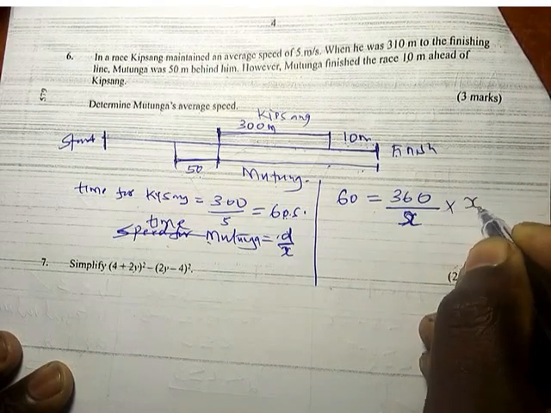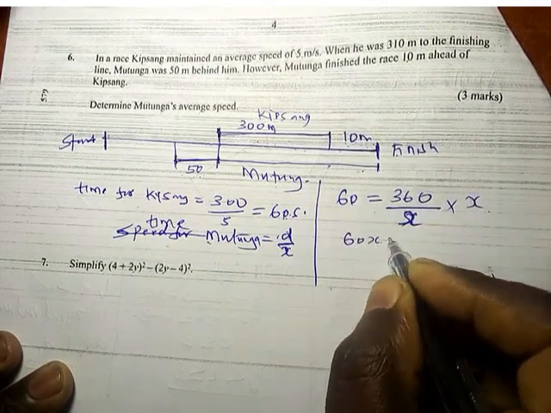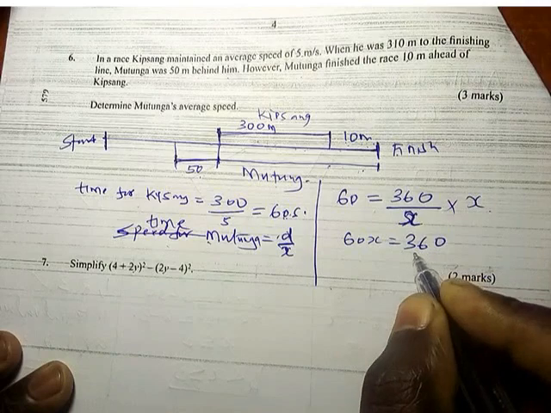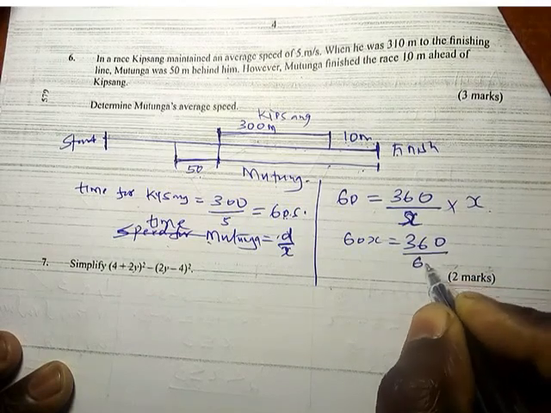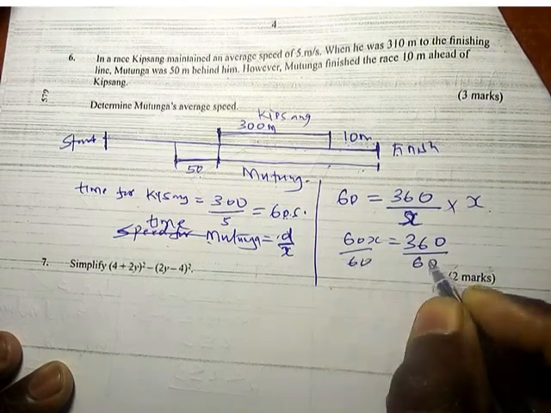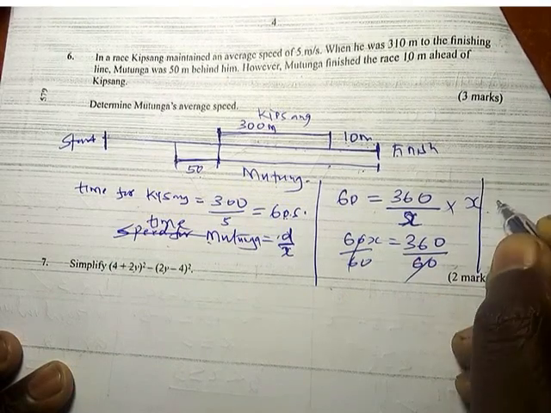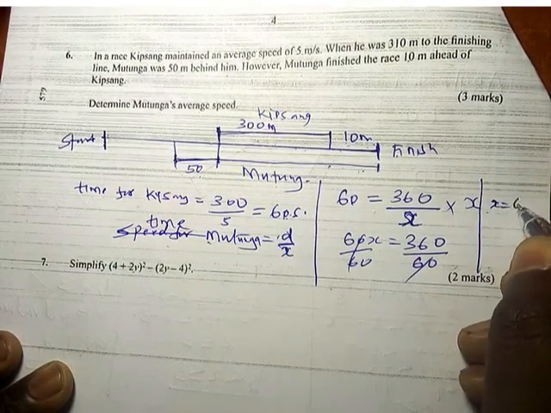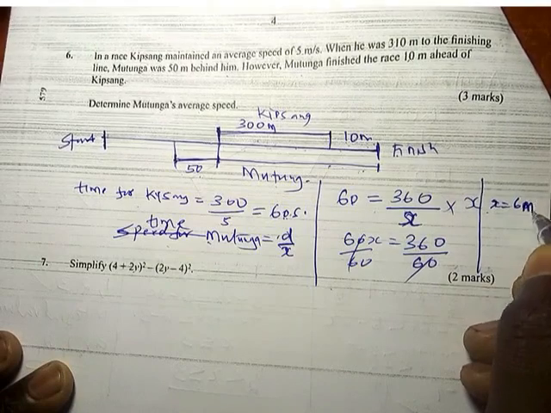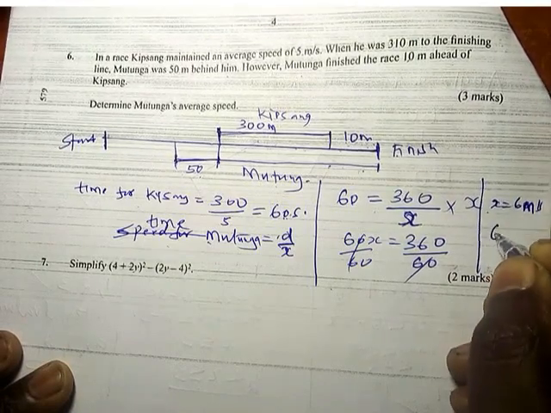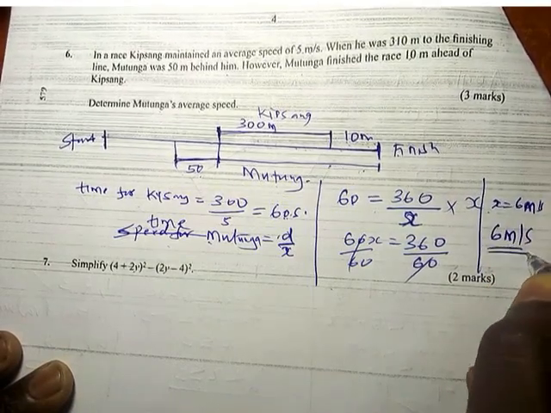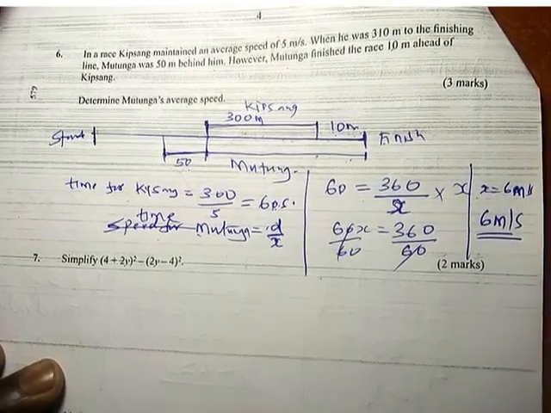So times x on both sides. So 60x is going to be 360, divided by 60, divided by 60. So x is equal to 6 meters per second. So Mutunga's speed is 6 meters per second.